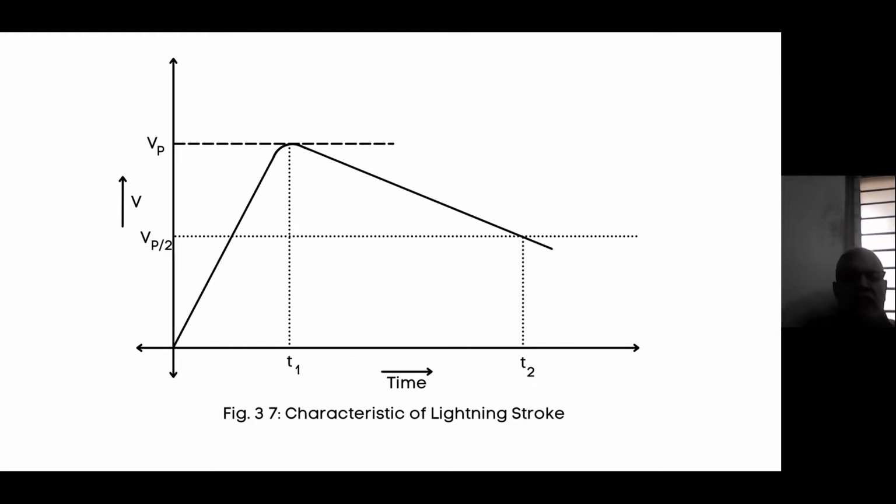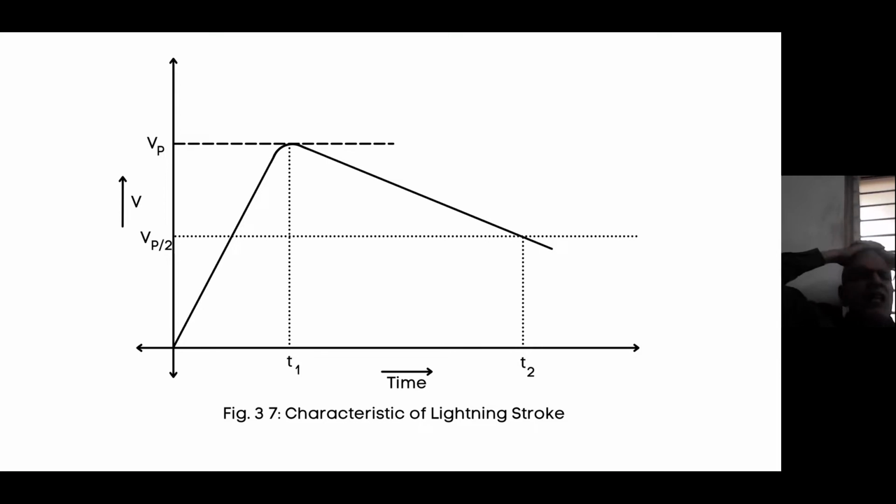But we do not define the lightning stroke for 1000 microseconds. It is defined like this, that from Vp to Vp by 2, half the voltage will be reached within time T2. That is OT1 and OT2. O is the origin. OT1 is 1.2 microsecond. It is not so that it is always 1.2 microsecond. The statistics have told that real lightning discharge reaches peak varying from 0.8 microsecond to 2 microseconds.